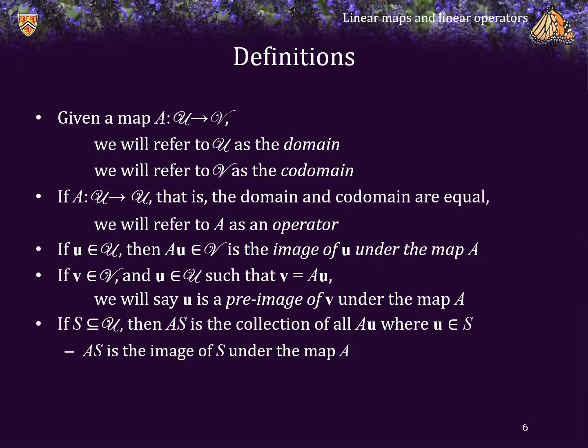Now, if S is a subset of the vector space U, then A applied to S is going to be the collection of all images A times U for each U in the subset S. So basically, we will say that A times S is the image of S under the map A.